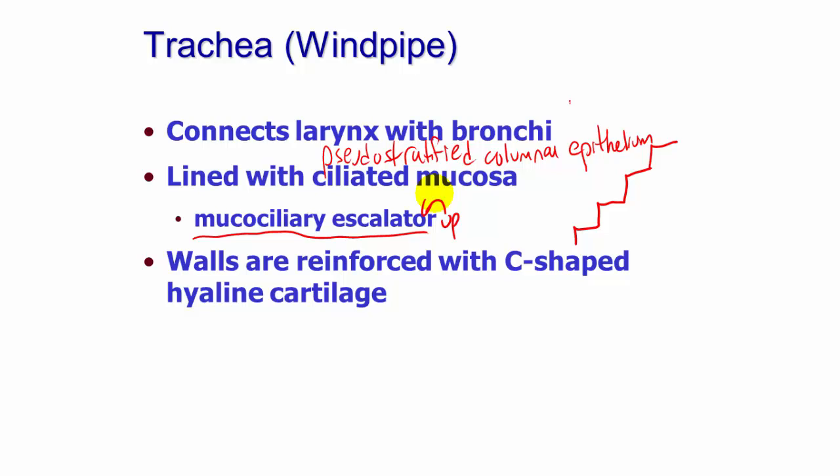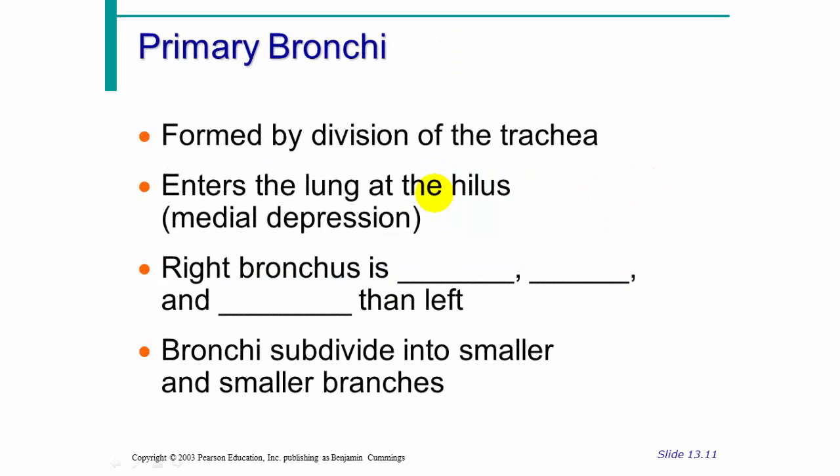Now the trachea is lined with cartilage rings that are shaped like a C. So let's take a look. In a minute, we'll look a little closer. The trachea eventually is going to divide into what's called primary bronchi. And the bronchi, where they enter the lungs, there's a little depression called a hilus. The right bronchus, and by the way, bronchus is singular, bronchi is plural, is wider and shorter and straighter than the left.